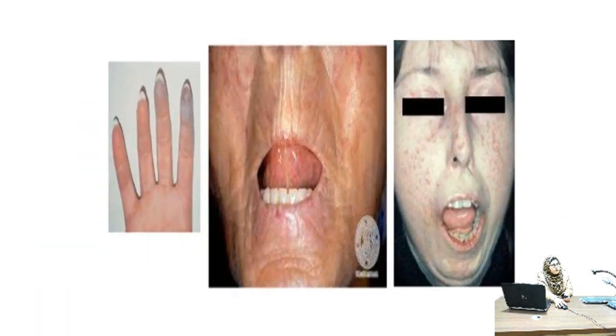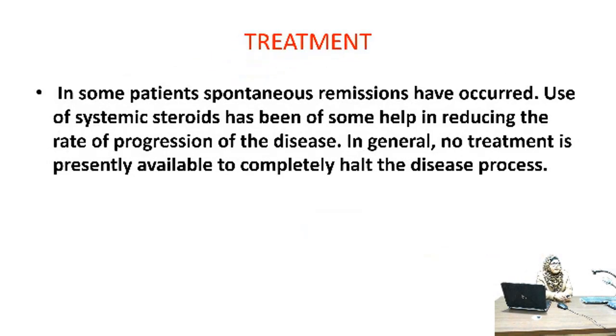As we see here in the picture, there is restricted mouth opening and the skin loses its elasticity, and the epithelium is thin, but in its place there will be deposition of collagen bundles firmly attached to the bone. Treatment: in some patients there is spontaneous remission, but others need systemic steroid to help in reducing the progression of the disease. In general, no treatment is available so far to completely heal this disease process.